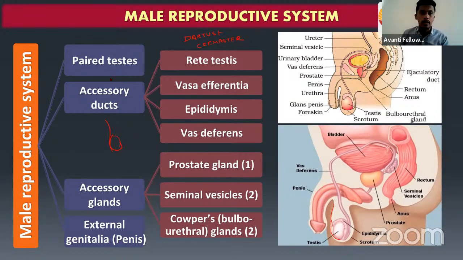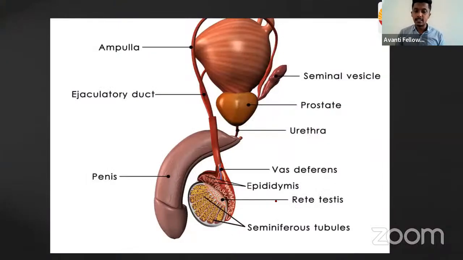Now, coming to some of the important organs related to the male reproductive system. As primary sex organs, we have the paired testis. As accessory ducts, we have rete testis, vasa efferentia, epididymis, and vas deferens. As accessory glands, we have the prostate gland, seminal vesicles, and Cowper's glands or bulbourethral glands. And we have the external genitalia, the penis. So let us go and study the structure of the testis.